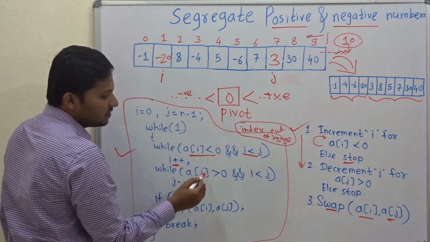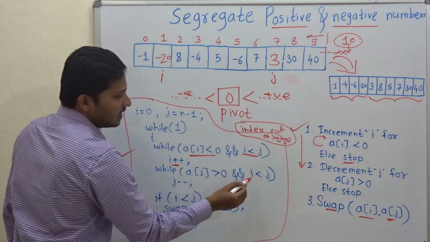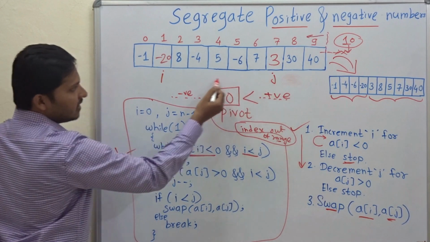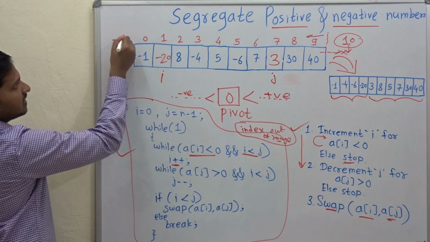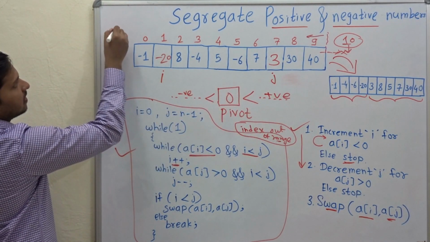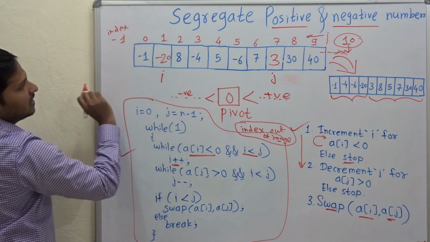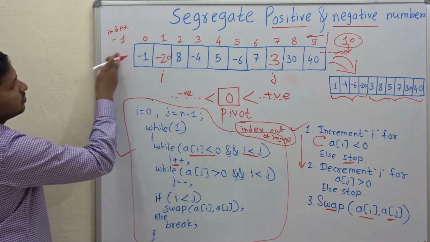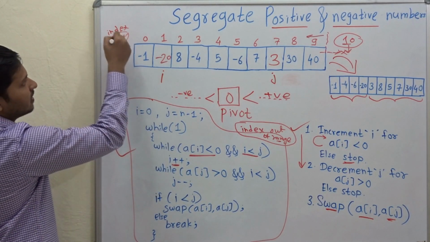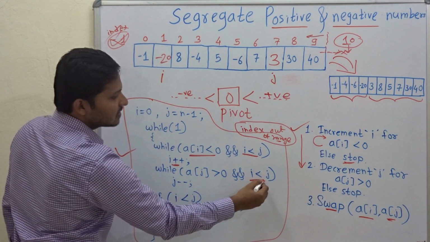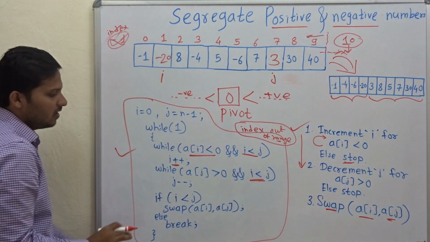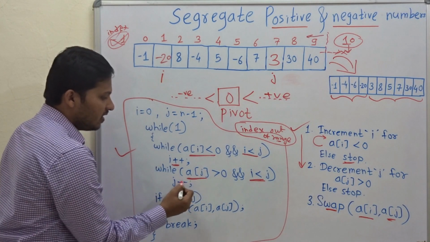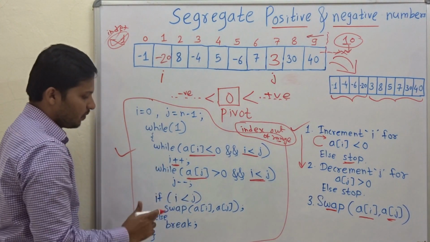Then while a of j is greater than 0 and i is less than j, if we keep decrementing j and if j takes the -1 index, then again it is an out of range error, means no -1 location is present. So this condition again takes care of that. As you know, you have to keep decrementing j while a of j is greater than 0.